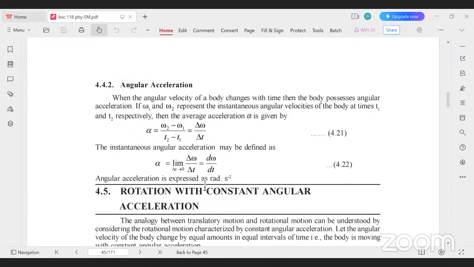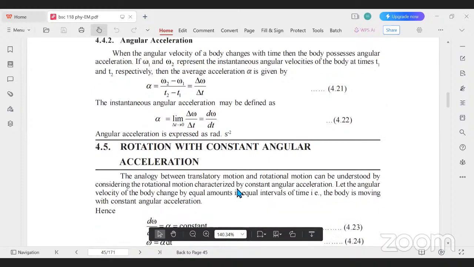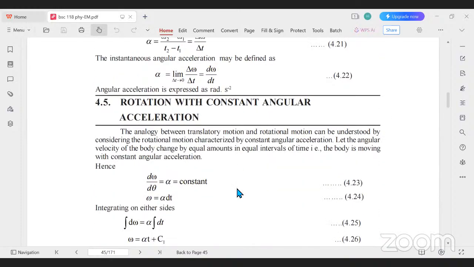So rotation with constant angular acceleration. The rotation will be there with a constant acceleration. The analogy between translatory motion and rotational motion can be understood by considering rotational motion characterized by constant angular acceleration. Let the angular velocity of the body change by equal amounts in equal intervals of time. That is, the body is moving with constant angular acceleration.